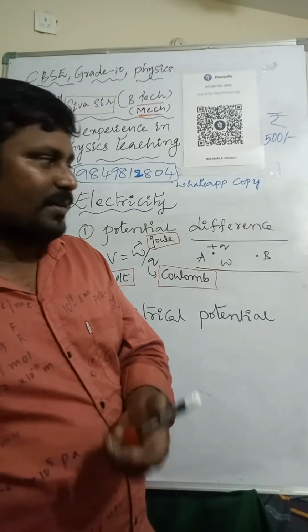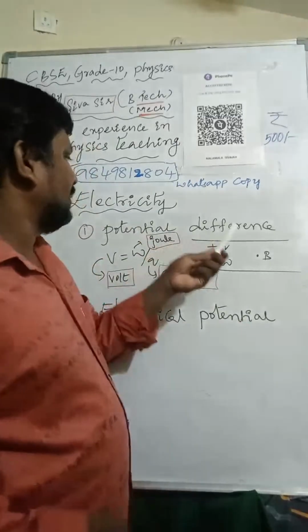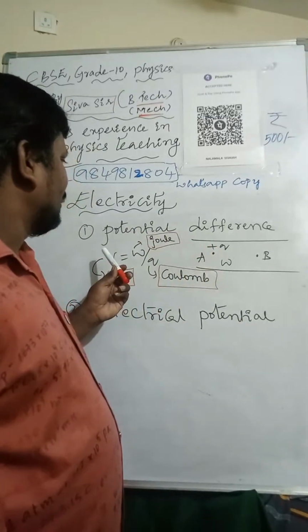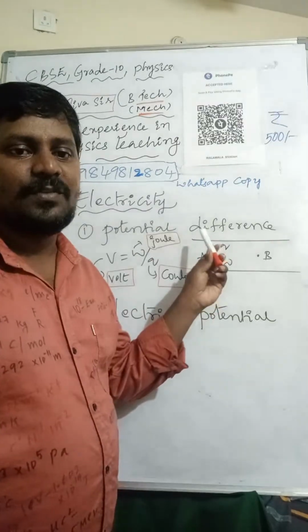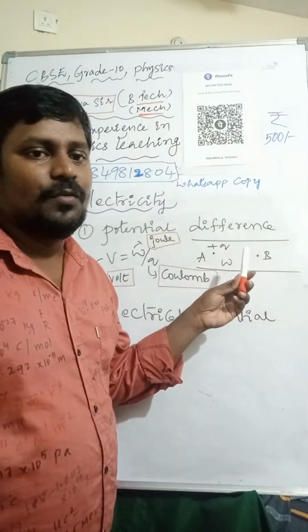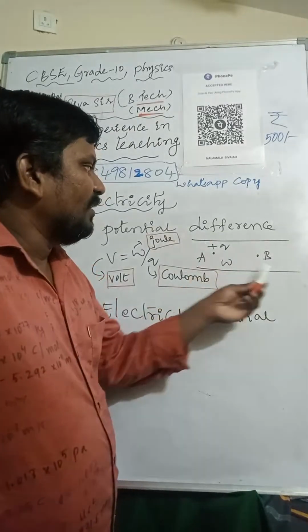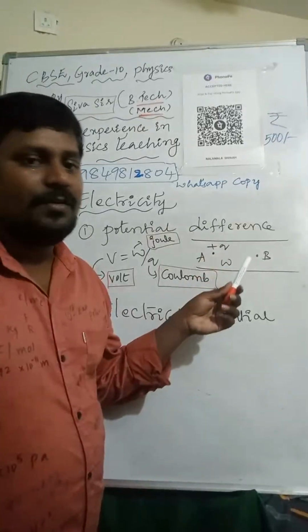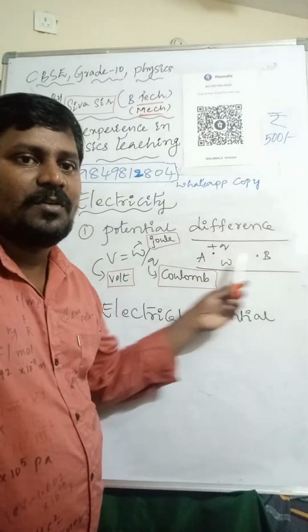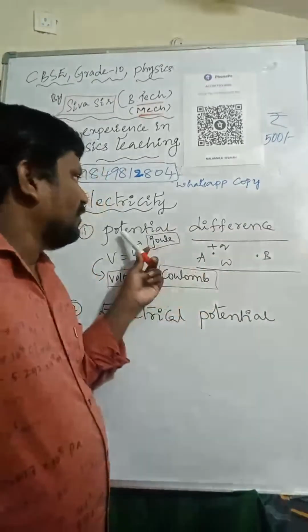So potential difference is nothing but the work done to bring a unit positive charge from one point to another point within the conductor. Within the conductor, we are doing some work to bring the unit positive charge from one point to another point. So that is called potential difference.